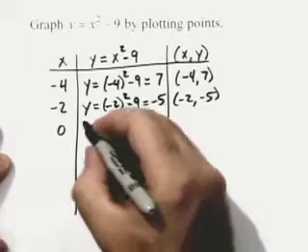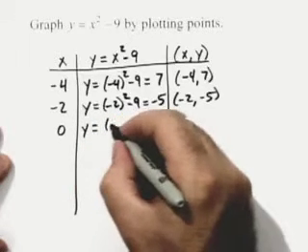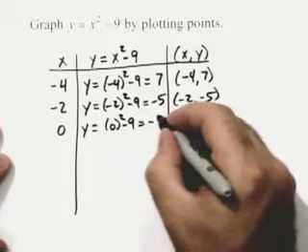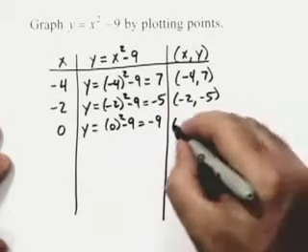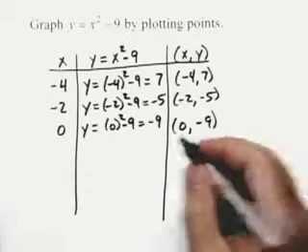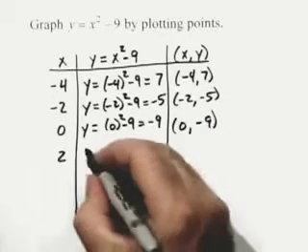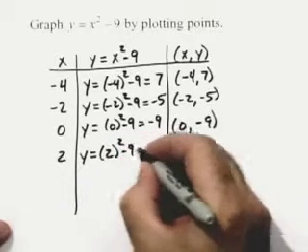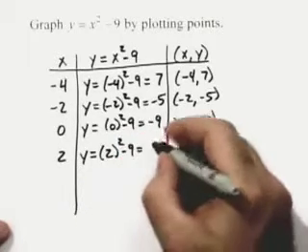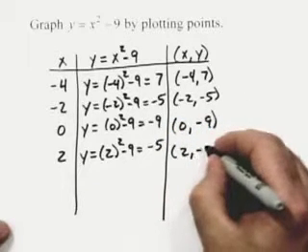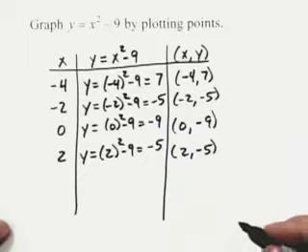Let x equal 0. y equals 0 squared minus 9, or 0 minus 9, which is negative 9. The corresponding point is 0, negative 9. Let x equal 2. y equals 2 squared minus 9. Again, we get 4 minus 9, which is negative 5. The point 2, negative 5.